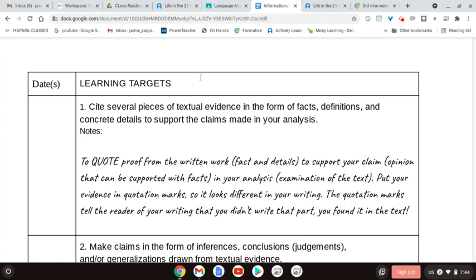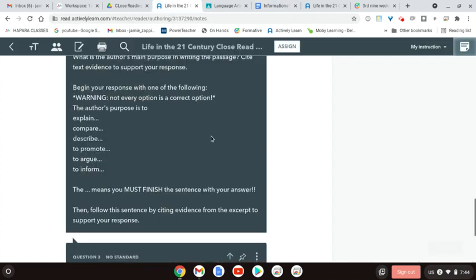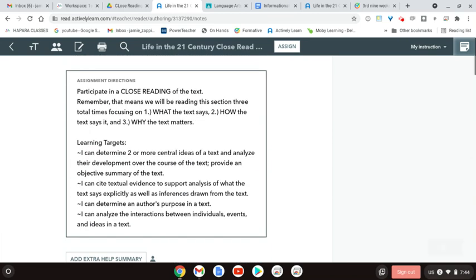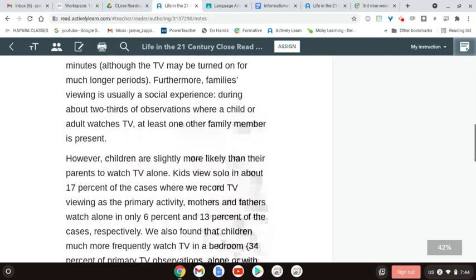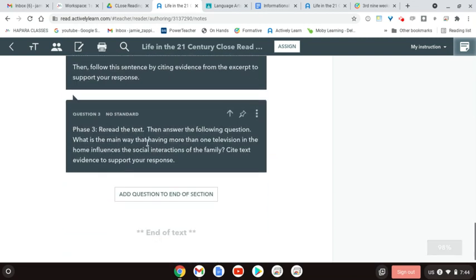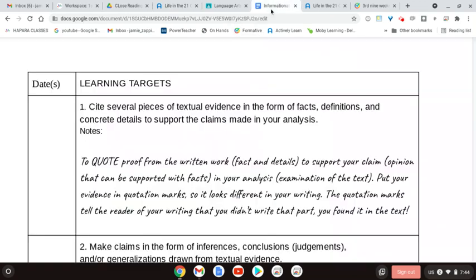For the third and final phase reading of the text, you're going to reread this text for why the text matters. As you reread the text one final time, we're focusing on looking at rereading the text to answer the following question. What's the main way that having more than one television in the home influences the social interactions of the family? And again, make sure you're citing text evidence for this third and final phase.